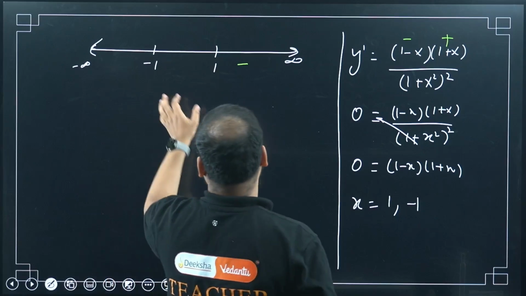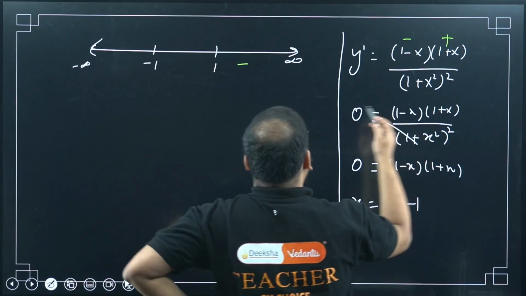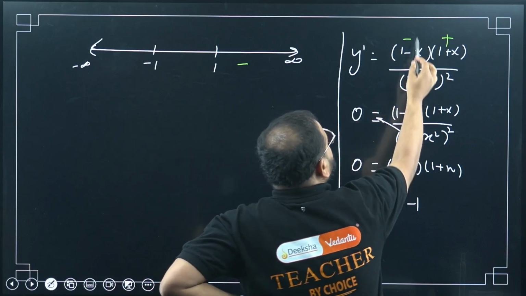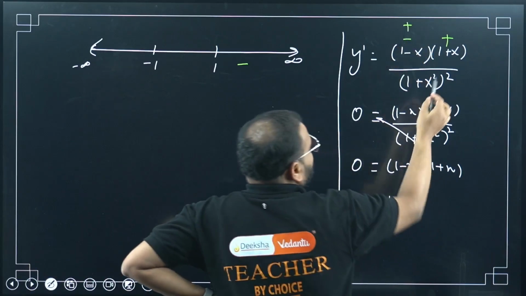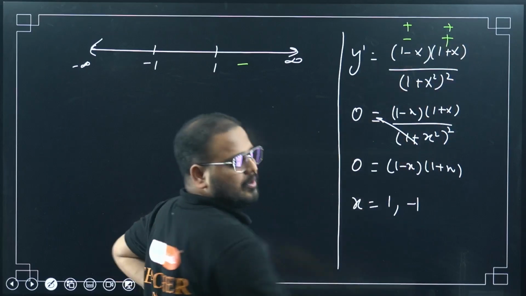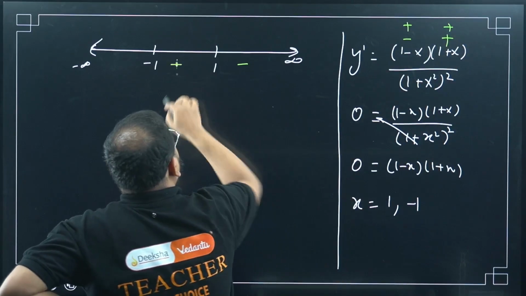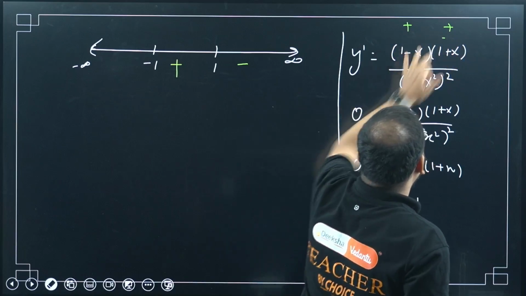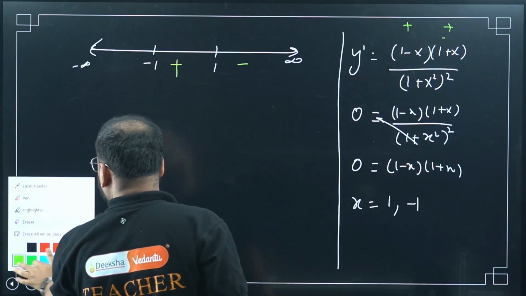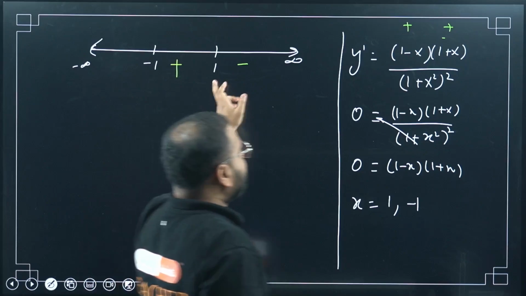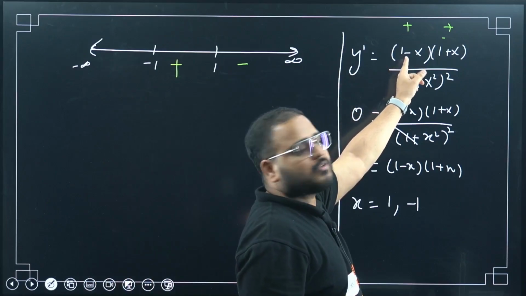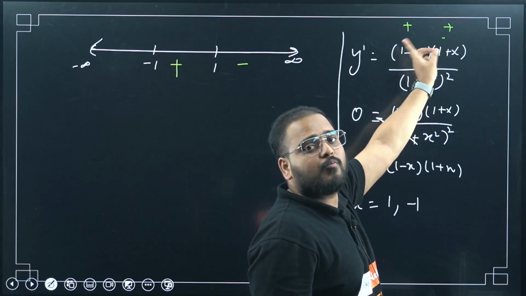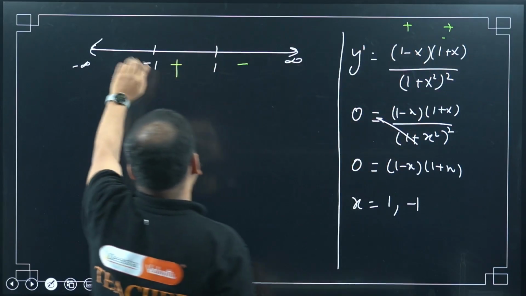Now check between minus 1 and 1. A number less than 1 but greater than minus 1. What will this be? Positive. What about this? Positive again. So this will be positive. Please understand this. If you're not getting it, I'll repeat this part. Between minus 1 and 1, I can take 0 also. Take 0: 1 minus 0 is 1. 1 plus 0 is again 1. Both are positive.